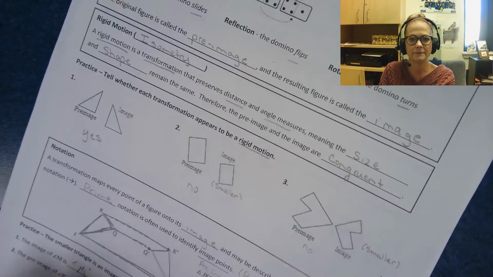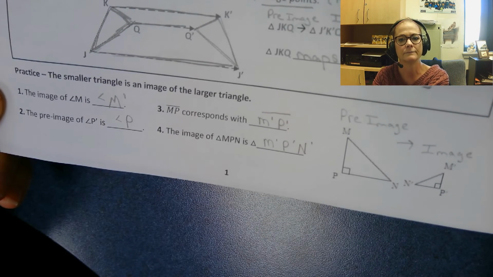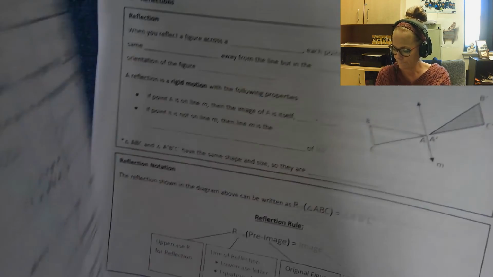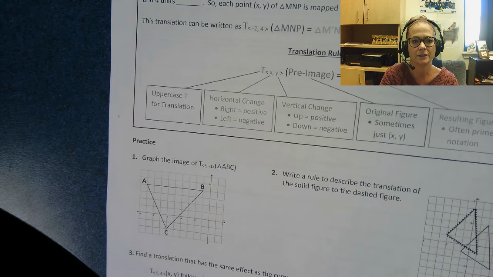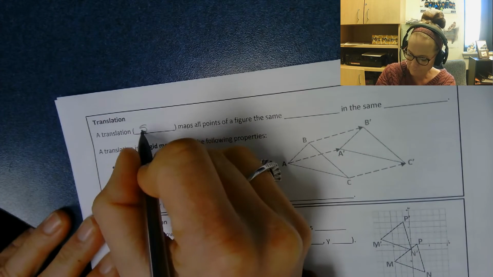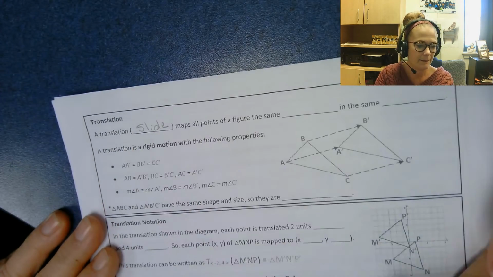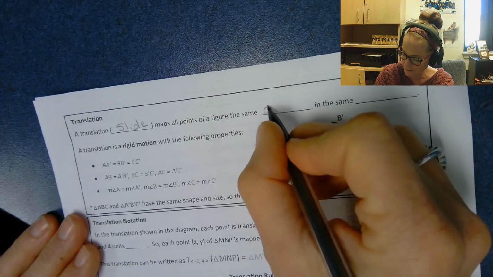Okay, so maybe you guys didn't get a chance to see that. Pretty straightforward. All right, next page here. All right, so let's talk about this first one, this translation, and talk about how we're actually going to write all of this. All right, a translation is a slide that maps all points of a figure the same distance in the same direction.